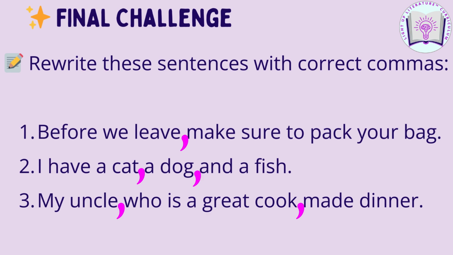All right, before we leave, comma, make sure you pack your bag. I have a cat, a dog, and a fish. I have a cat, comma, a dog, comma, and a fish. Excellent. My uncle, who is a great cook, made dinner. My uncle, comma, who is a great cook, comma, made dinner. We can pick who is a great cook and throw it out, because if your uncle, who wasn't a great cook, made dinner, you still have to eat it.